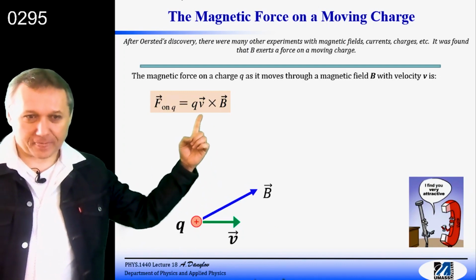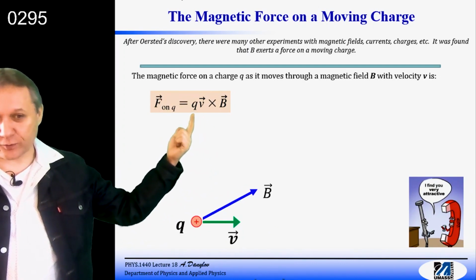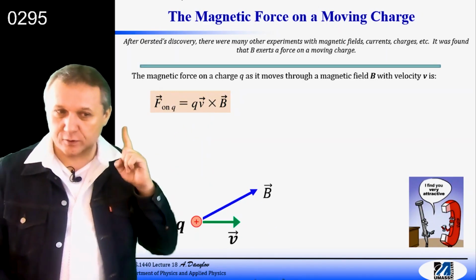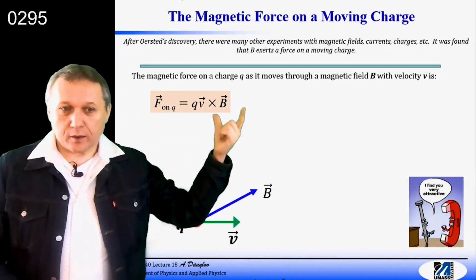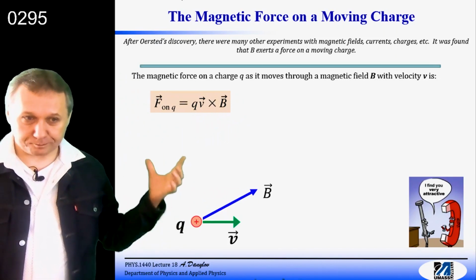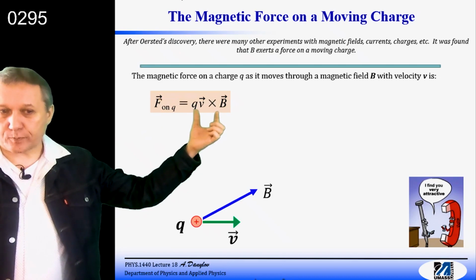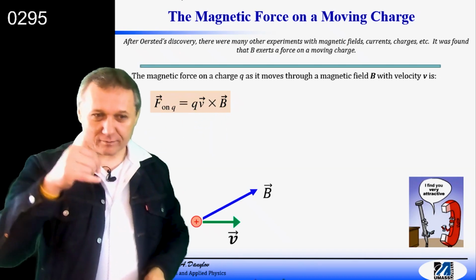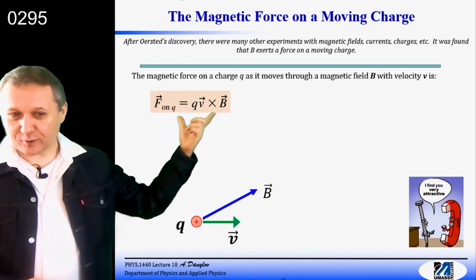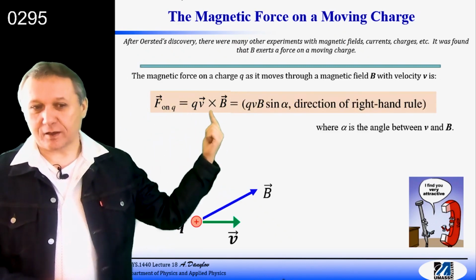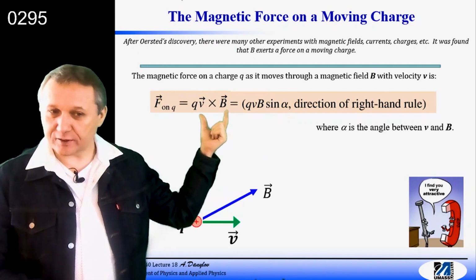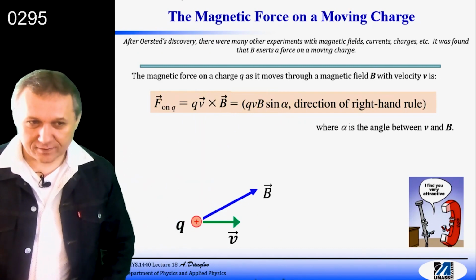So what is interesting about this formula is that there is a velocity in it, the velocity of the charge. The cross product between velocity and the magnetic field, and the charge. Again it's a cross product, so we have to use right-hand rule number 1. If you want to find the absolute value of the force, it will be just Q times V times B times the sine of the angle between these two vectors.